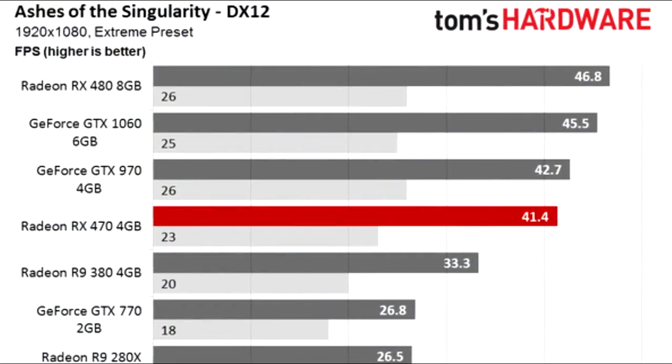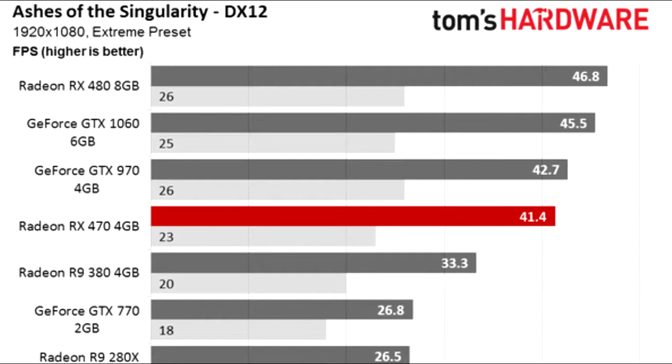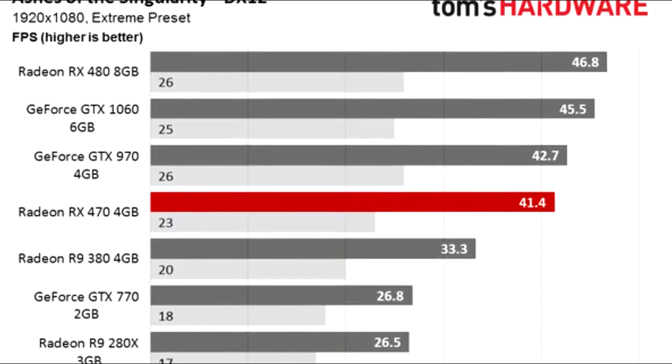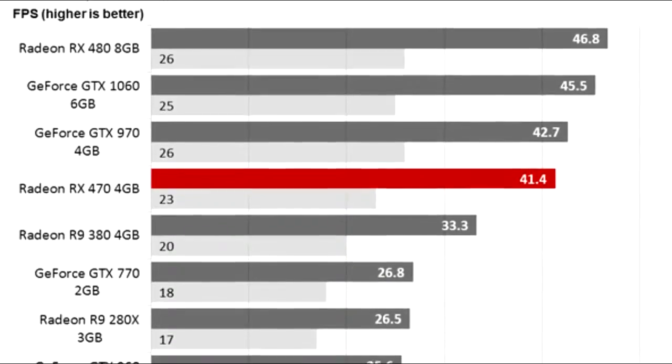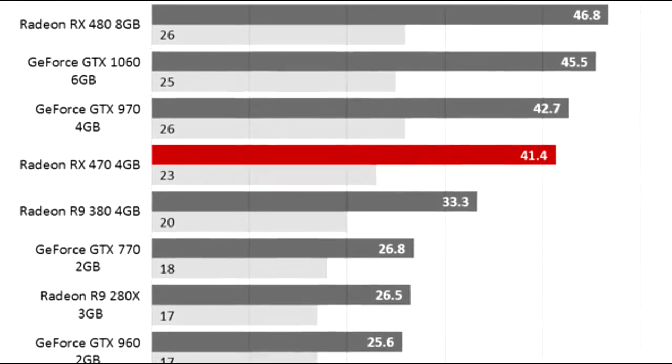Now we are taking a look at the actual Singularity benchmarks in DirectX 12, and the RX 470 manages about 41.4 FPS, just a tad behind the GTX 970.